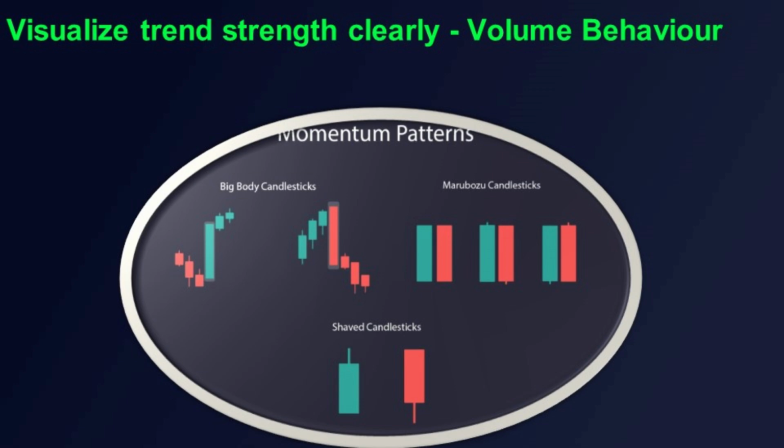Volume behavior. Volume confirms strength. Strong trends: increasing or stable rising volume, volume spikes at breakouts, low volume on pullbacks. Weak trends: falling volume while price rises, no follow-through volume after breakout, high volume on opposite direction candles.